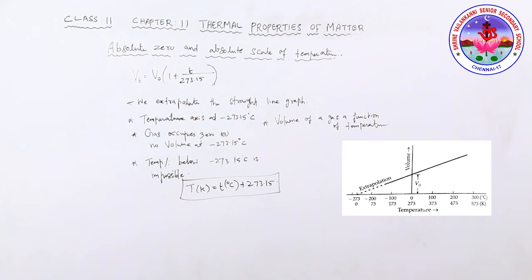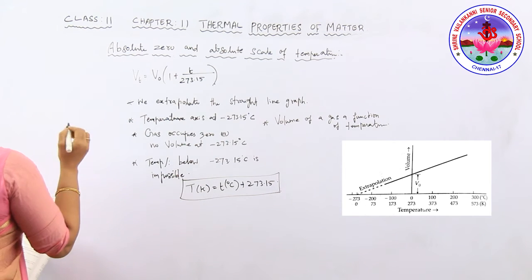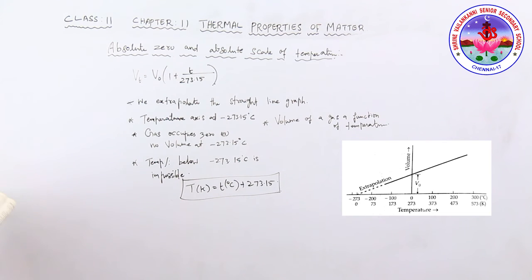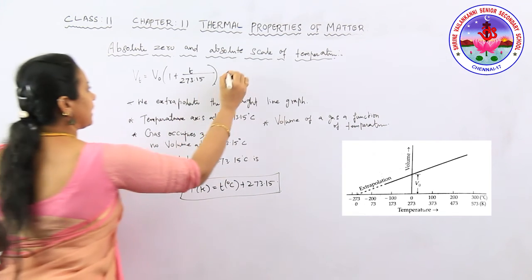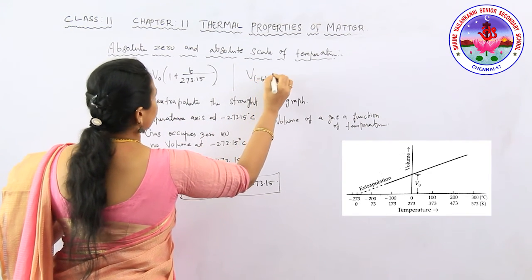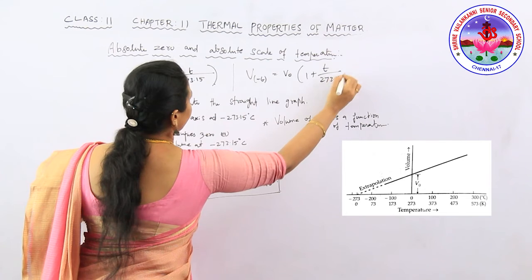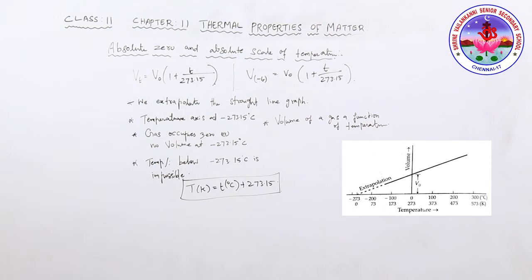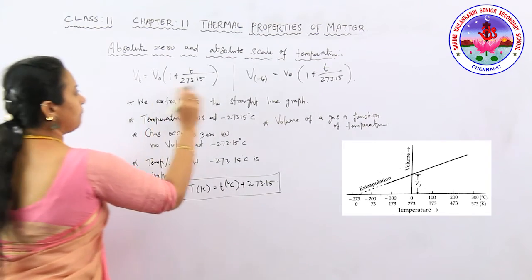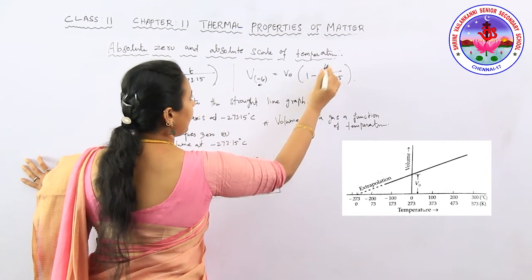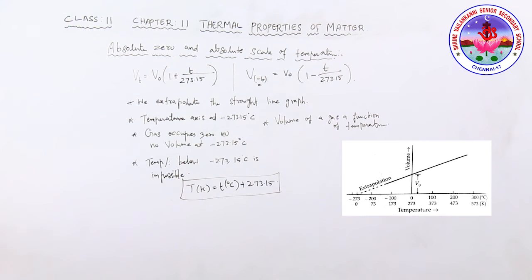The volume of the gas below 0 degrees Celsius will be less than V0. For example, the volume of the gas at minus t degrees Celsius, V of minus t, is equal to V0 times 1 plus t by 273.15. Here, because of the minus, it becomes 1 minus t by 273.15.